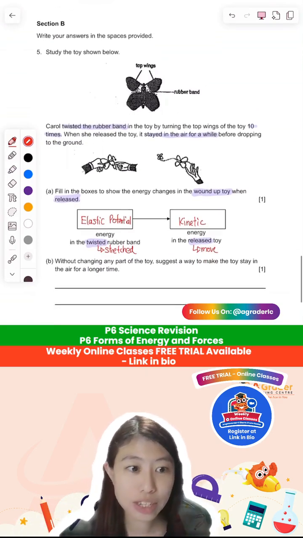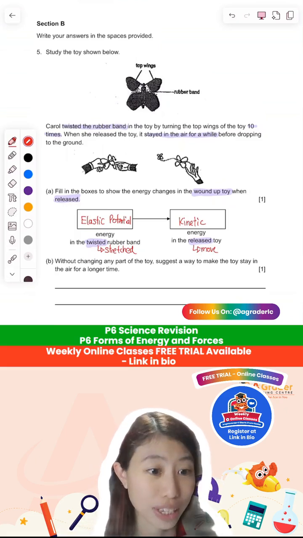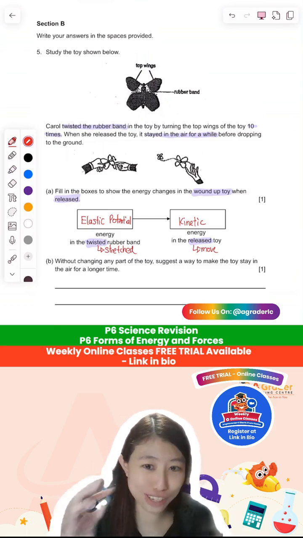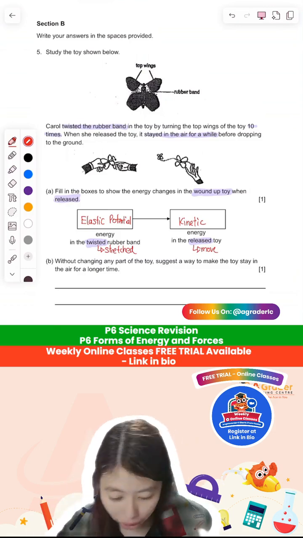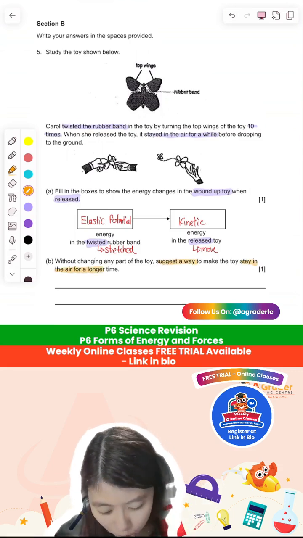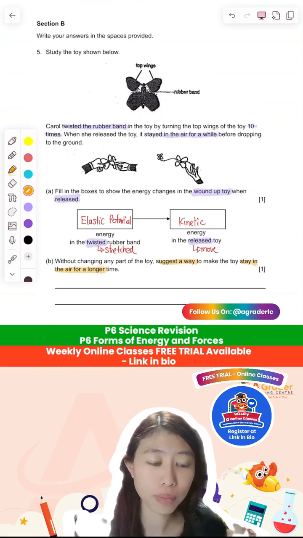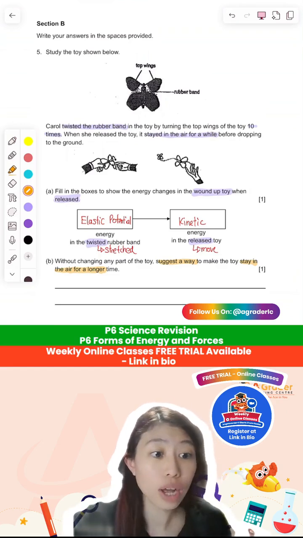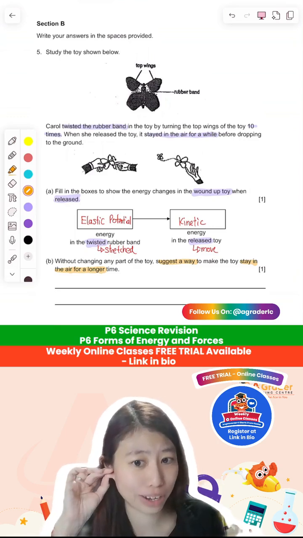Okay, to B. This kind of part A is actually like 3 marks. It's the easiest to score. So without changing any part of the toy, we need to suggest a way to make the toy stay in the air longer. If I want it to stay in the air longer, it must have more or less energy. The school says they're testing energy first, so you just focus on energy. Don't need to think about when you are going to learn about solar. Solar energy basically is light energy.